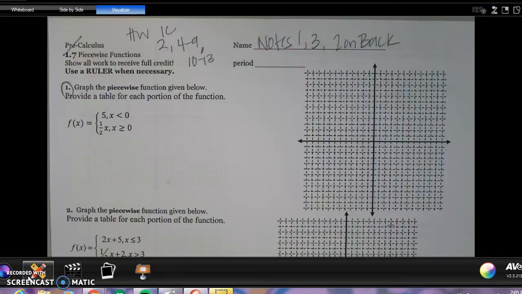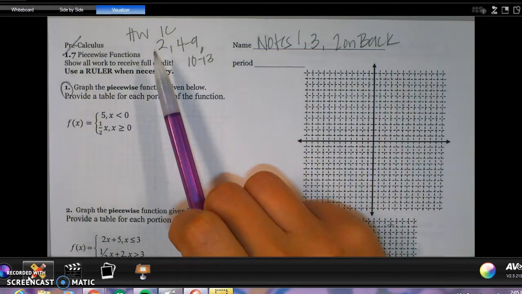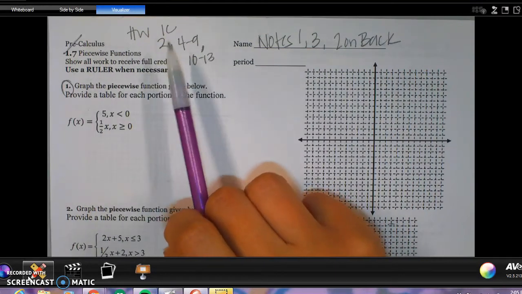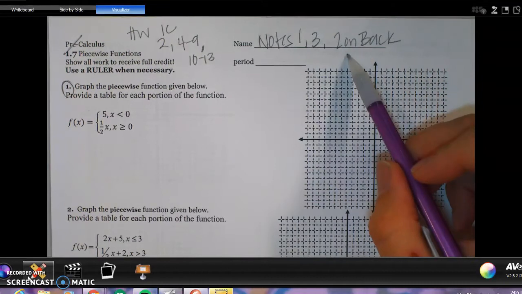All right, we are going to still work on these piecewise functions. This time I'm going to give you the equation and you are going to graph. So I made a little note on top. In class tomorrow, that will be Wednesday, you're going to do the following problems: 2, 4 through 9, 10 through 13. With me, we're going to do numbers 1 and 3, and then there's 2 of them on the back I want to show you.